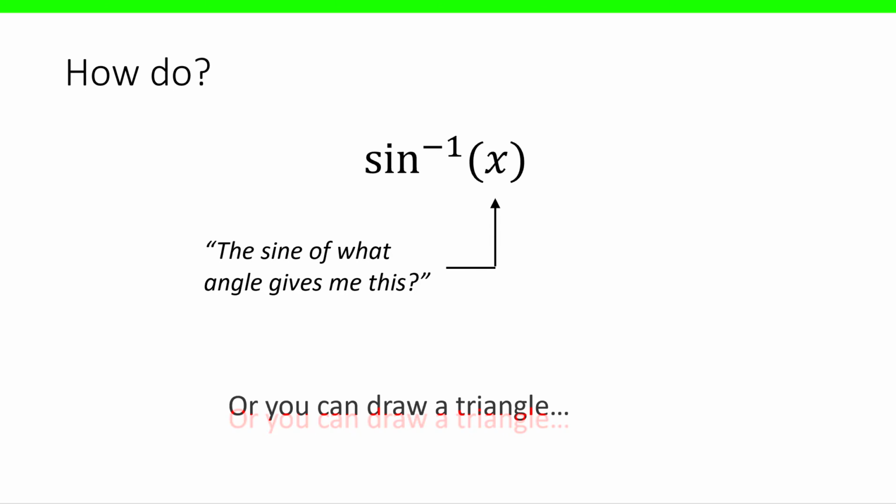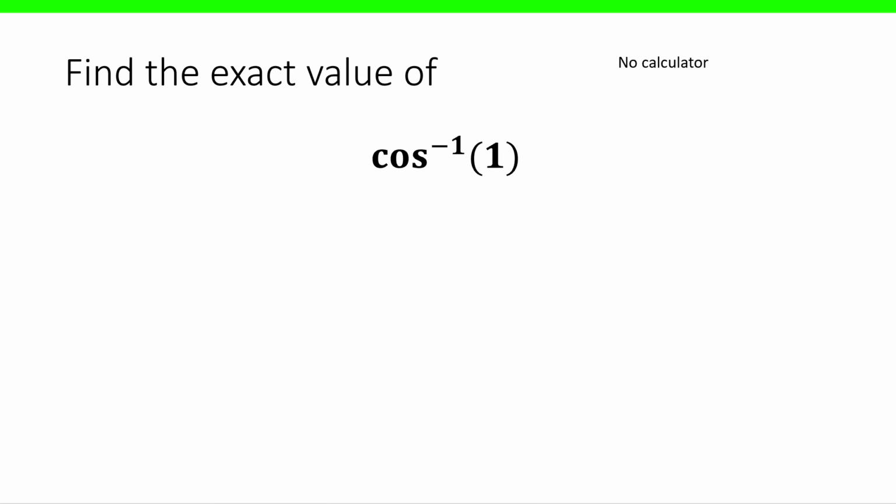Okay, first of all, when you're trying to do an inverse trig function by hand, it's good to think of it this way, right? This question is asking, the sine of what angle gives me that ratio of side lengths, right? So we can also draw a triangle, and we'll do that in a second. So, for example, cosine of what angle gives me 1? Well, you should think to yourself, okay, cosine of 0 gives me a value of 1. So this is 0, right? Now, there's another angle for cosine that gives me 1, right? Because cosine of 0 is equal to 1, but cosine of 2 pi is also equal to 1.